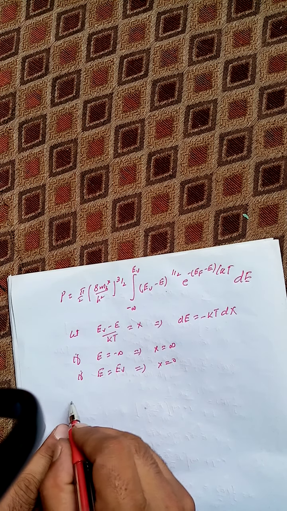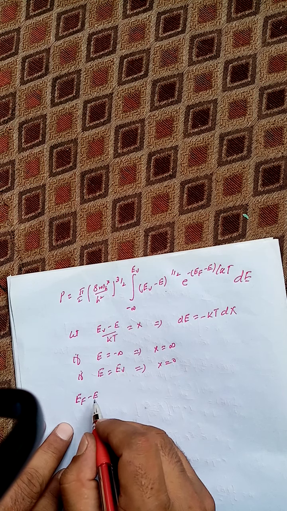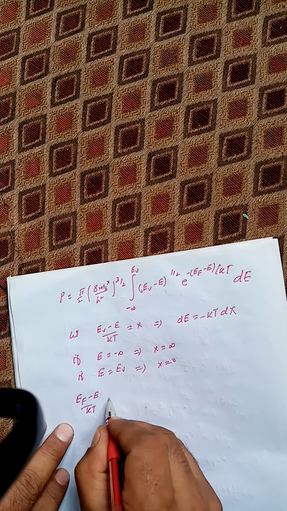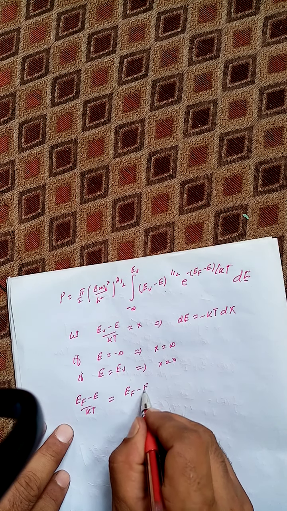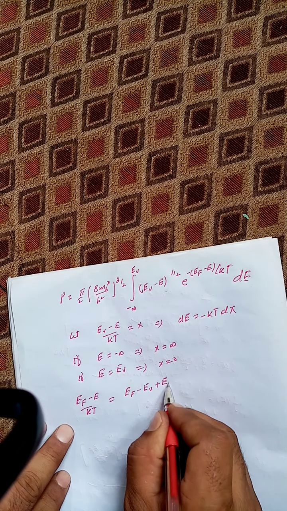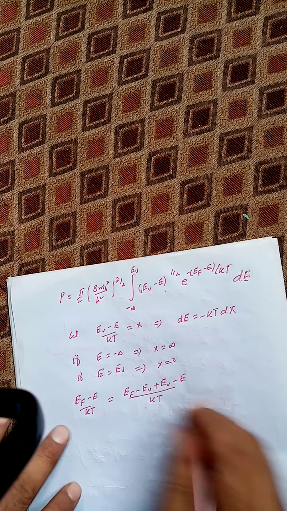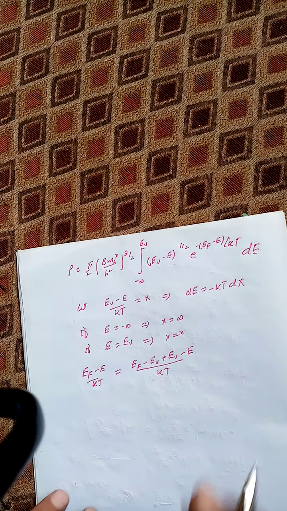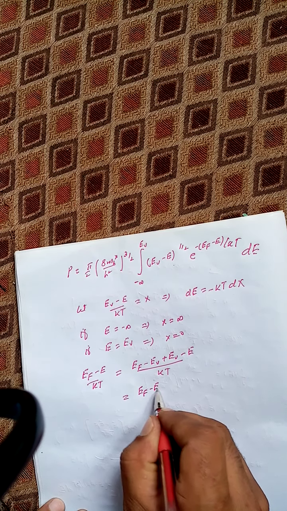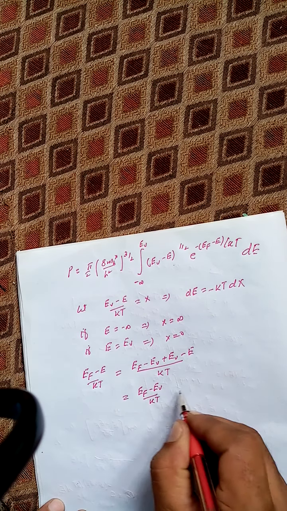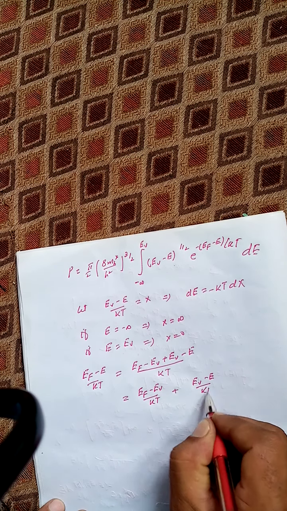And we replace Ef minus E over kT by Ef minus Ev plus Ev minus E divided by kT. Here I just add and subtract Ev in this expression. So from this we get (Ef minus Ev) over kT plus (Ev minus E) over kT.